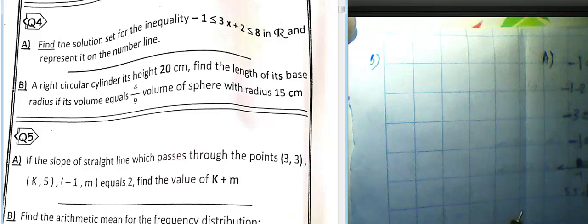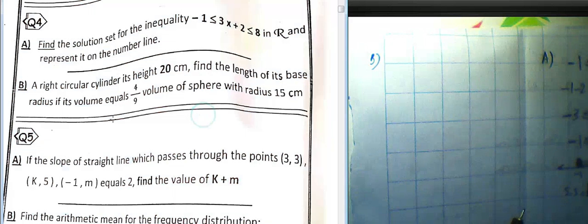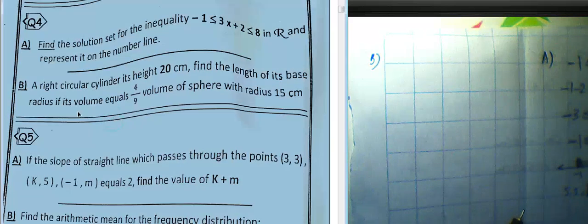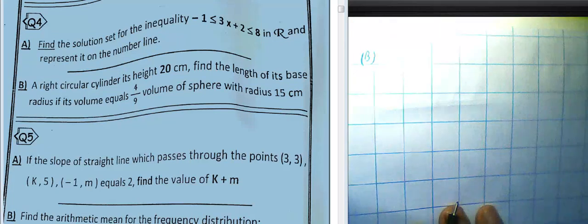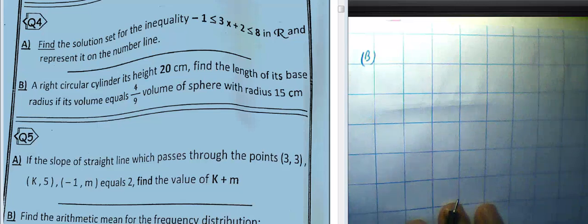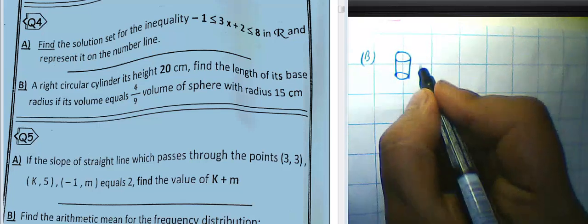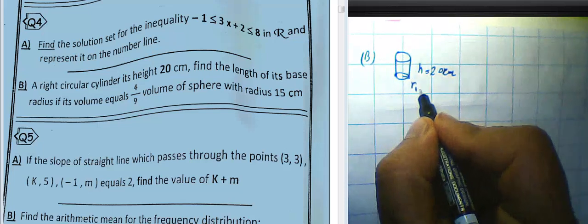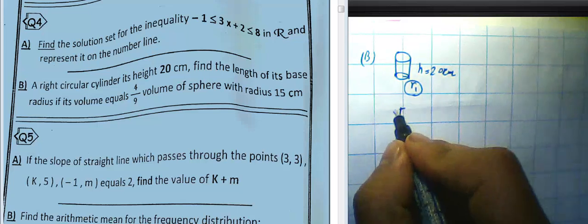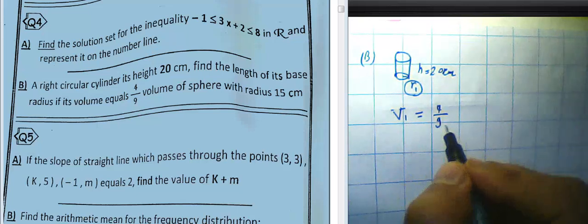A right circular cylinder, its height 20 cm, find the length of the base radius, if its volume equals 4/9 of the volume of a sphere with radius 15 centimeter. Okay, we can solve this example by knowing the volume of the cylinder, right? Circular cylinder. Question number B. Right circular cylinder, its height 20 centimeter. Find the length of the base radius. We can find the radius of the cylinder if the volume of this cylinder equals 4/9 the volume of the sphere.